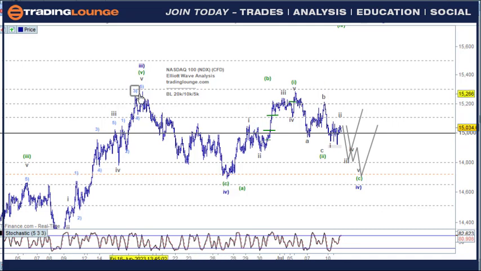It hasn't made a new high here. I can count this up as an A and a B wave here, and then look at this as 1 and 2 here, and 1, 2, 3, 4. I could probably drag 4 all the way over to here, and then 5. So it's possible to look at it as a B wave and a C wave down here too. There's a couple of different ways to look at it.